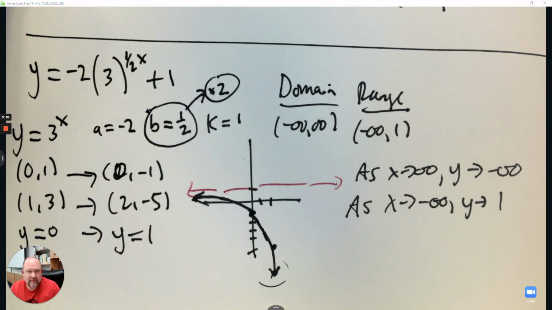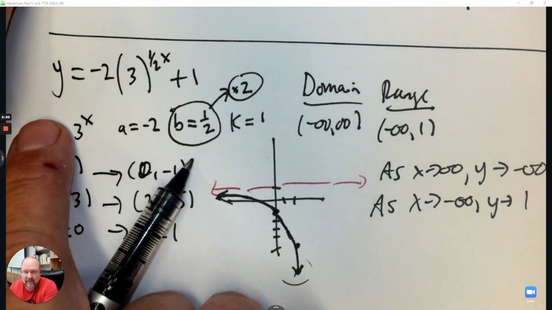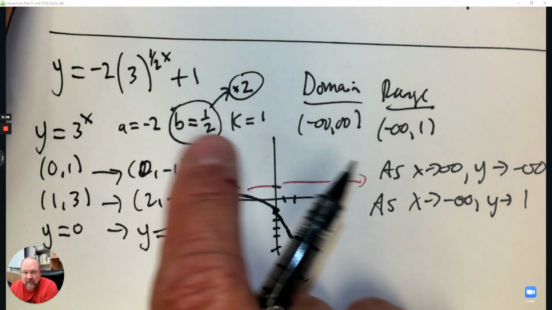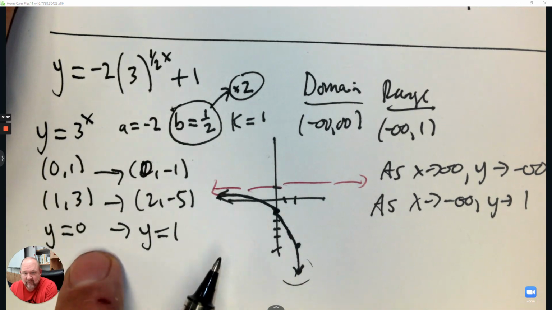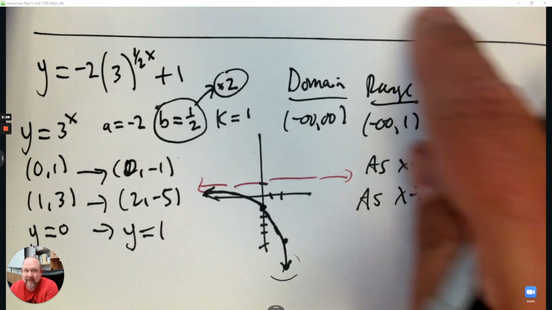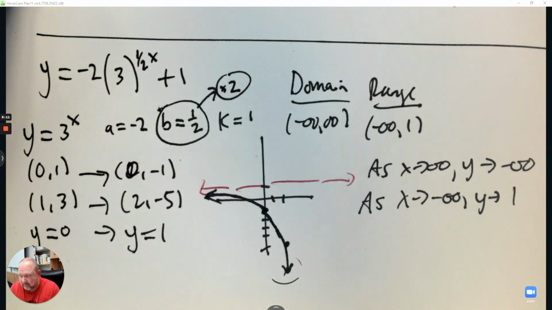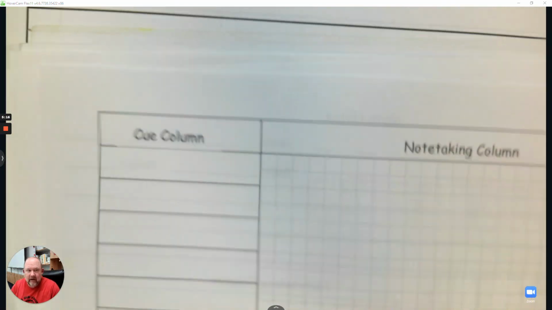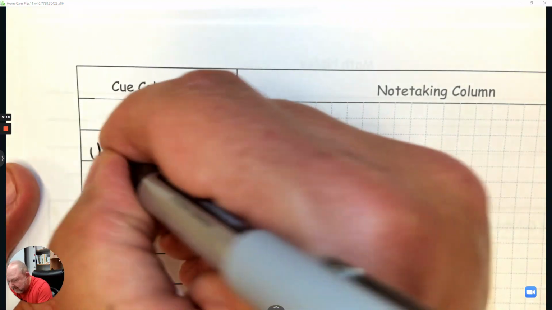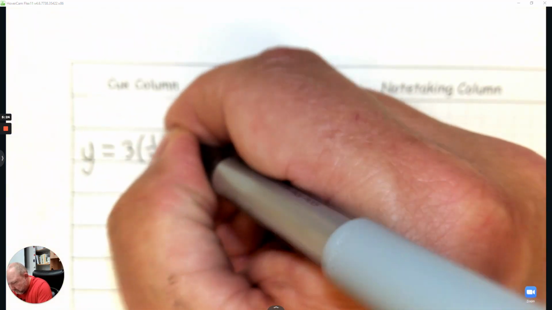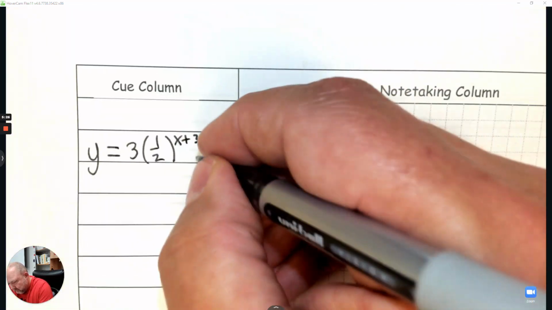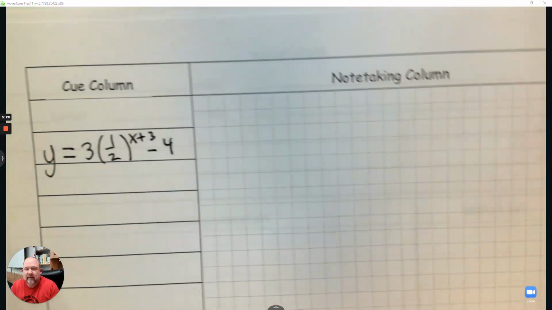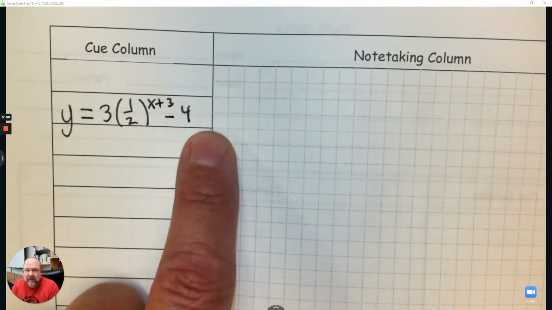And there you go. So you have the ability to understand the basic exponential, understand what's changing it, change the points and the asymptote, put it on your graph, and be able to analyze it. We're going to do one more together. Here, I'll do it on graph paper right here. So y equals... so write this down and we're going to graph it.